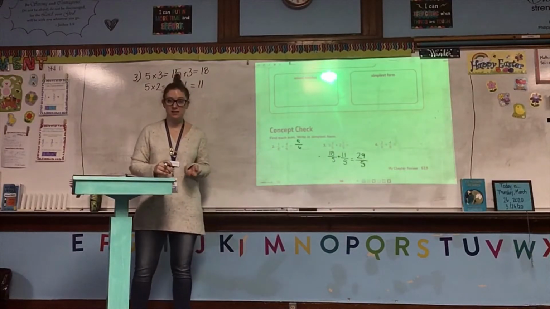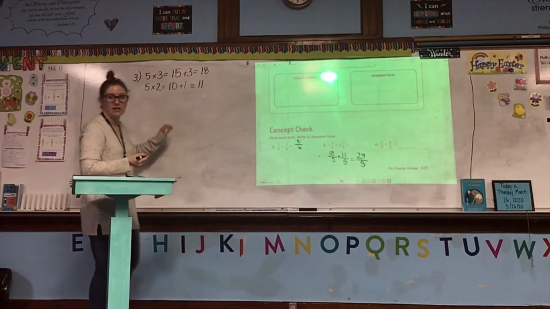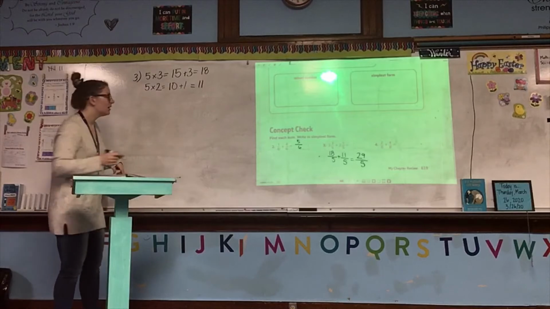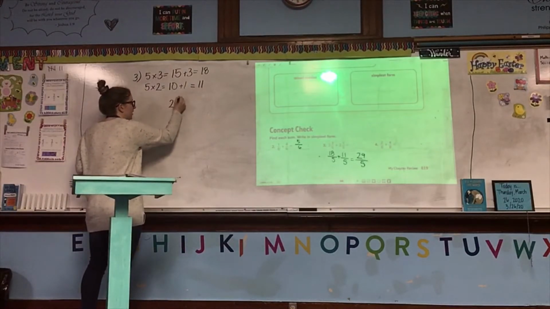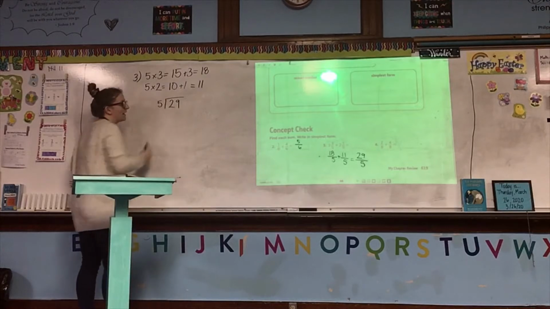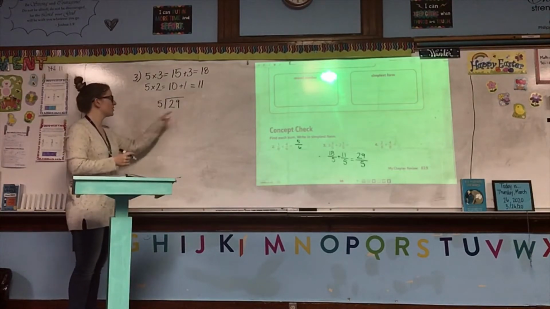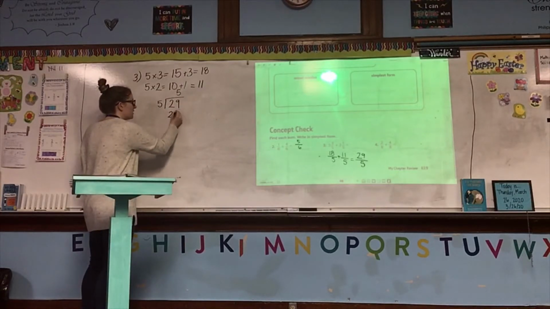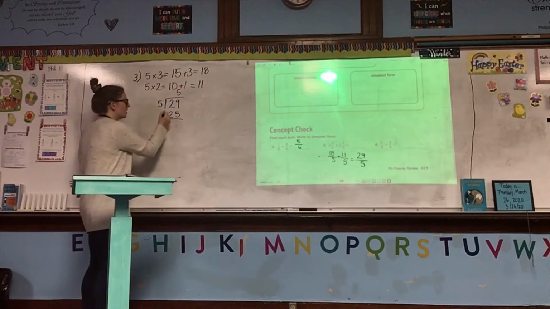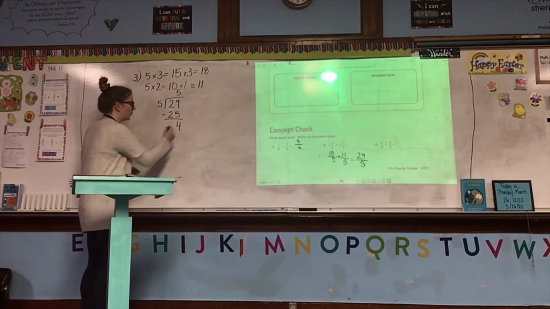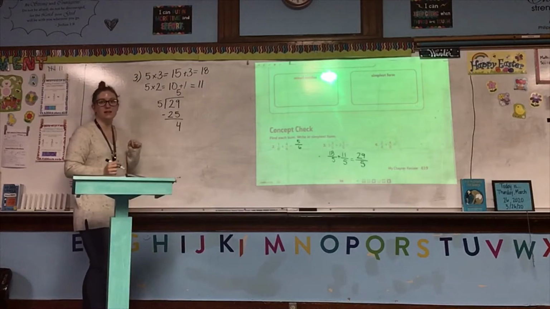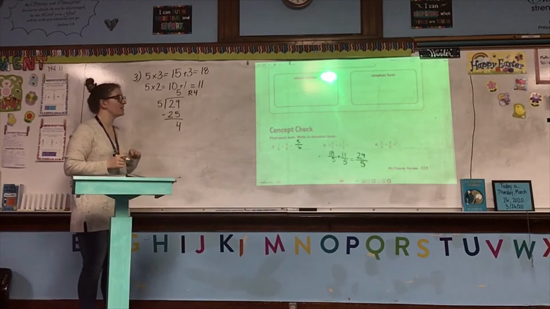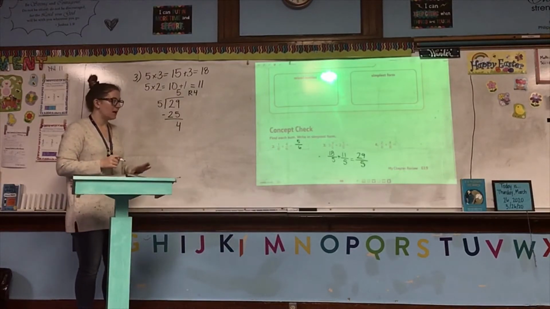Now we can't leave our answer as an improper fraction, so we need to go back to our separate sheet of paper and convert it to a mixed number. To do that, you divide the numerator by the denominator. 5 goes into 29 5 times. 5 times 5 is 25. 29 minus 25 is 4. 4 is less than our divisor, so that means our answer for 29 divided by 5 is 5, remainder 4.